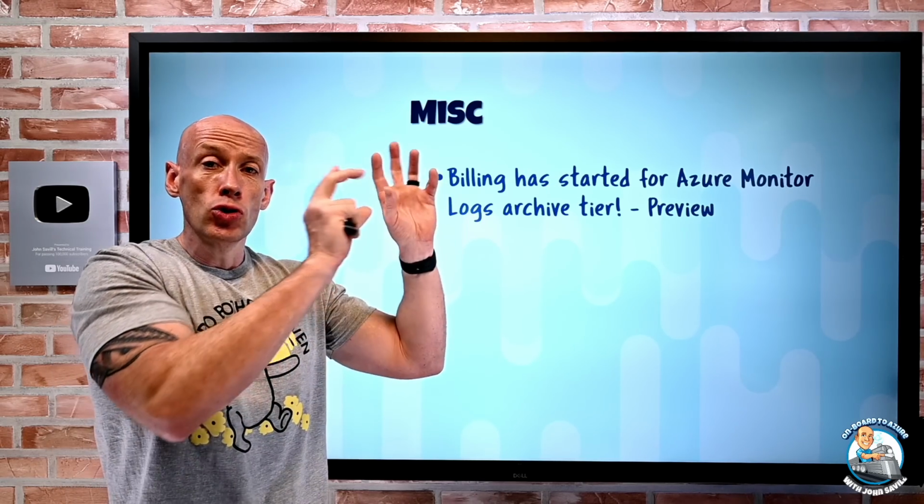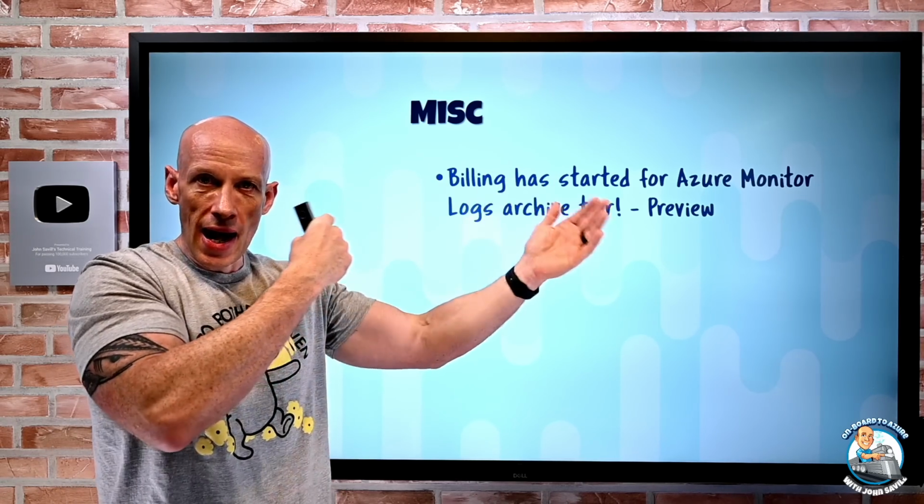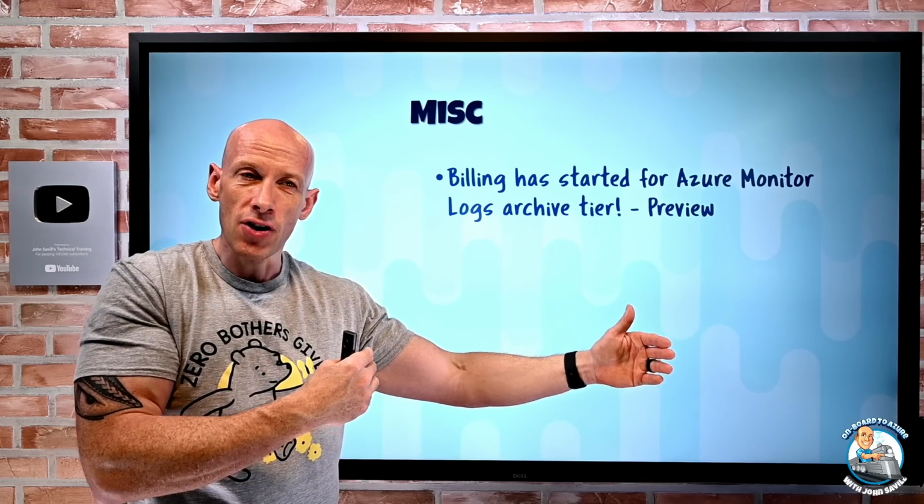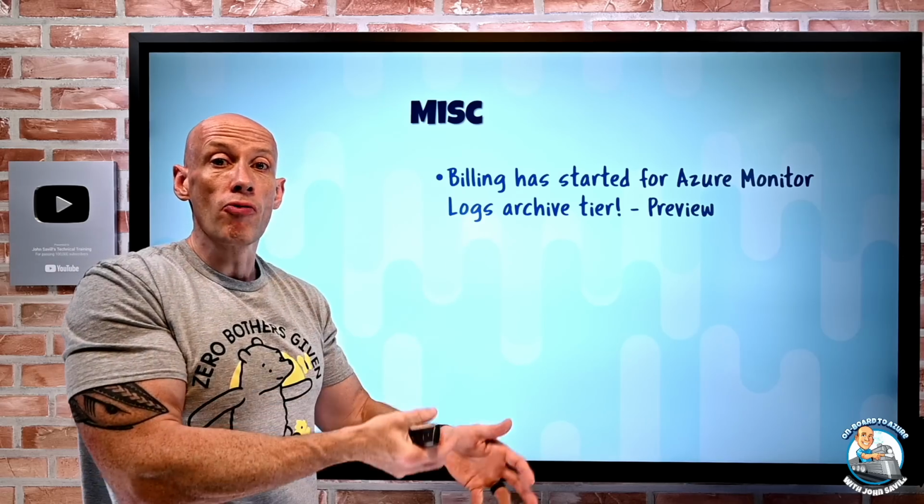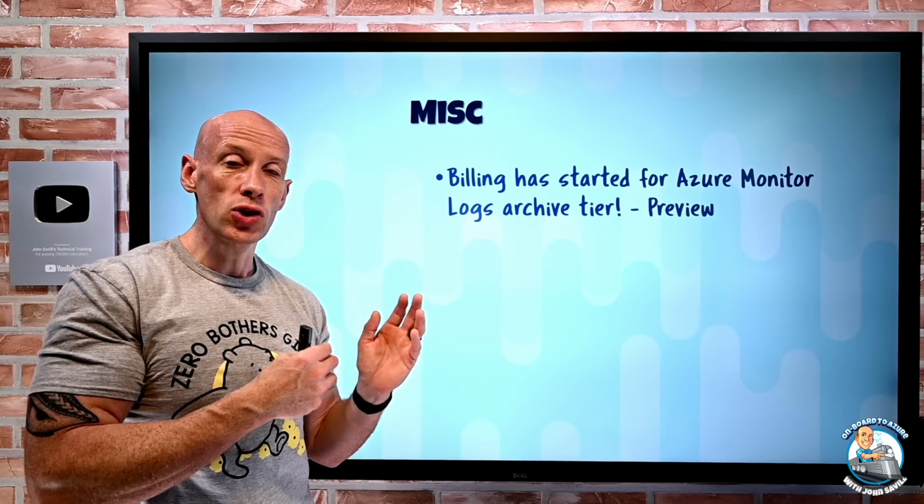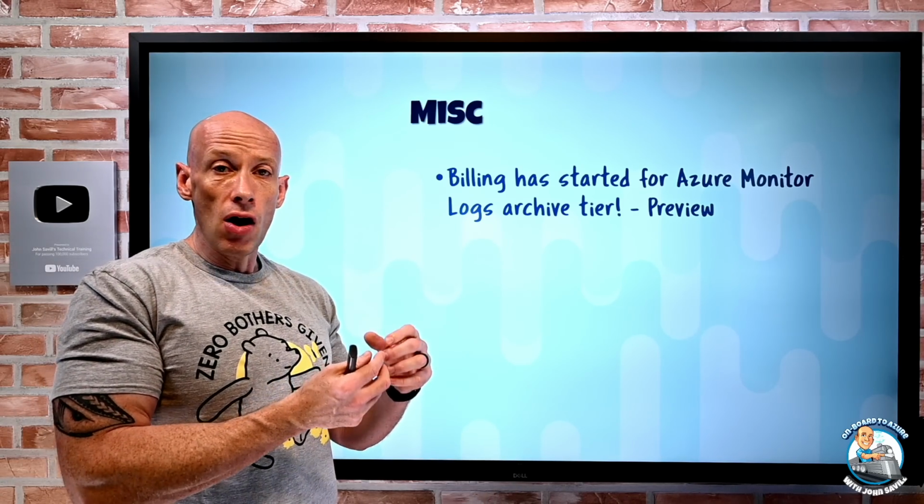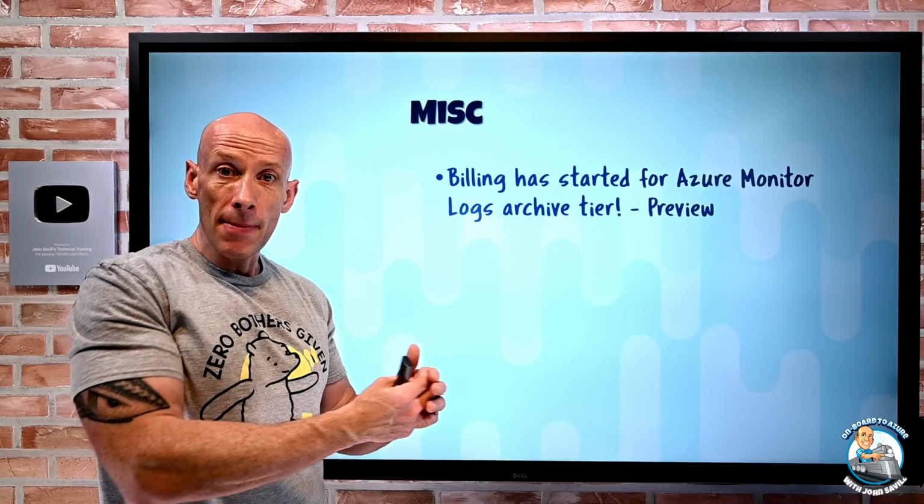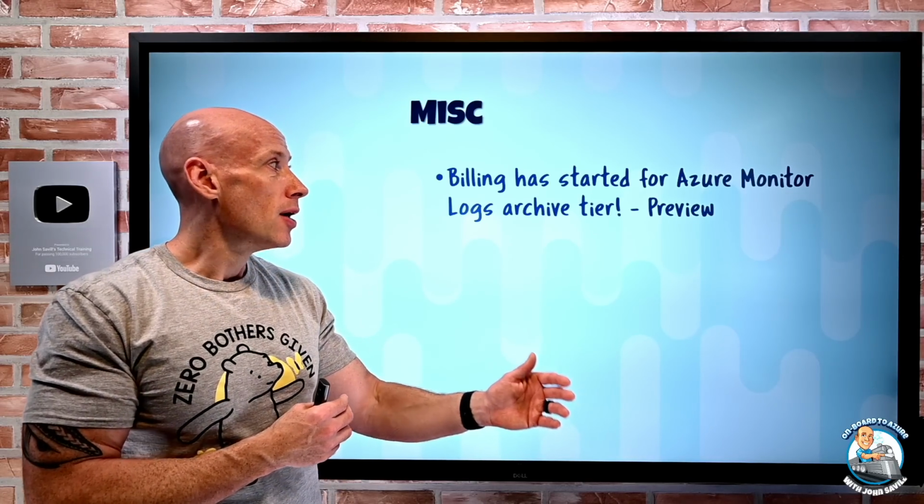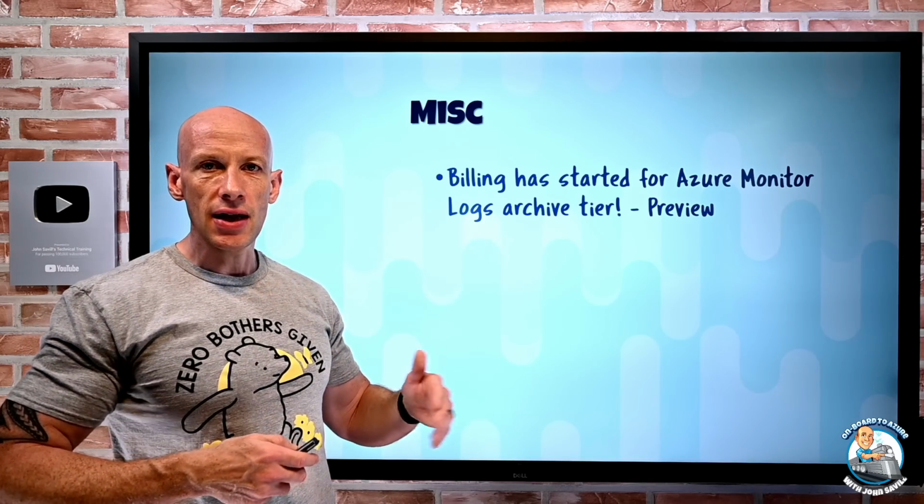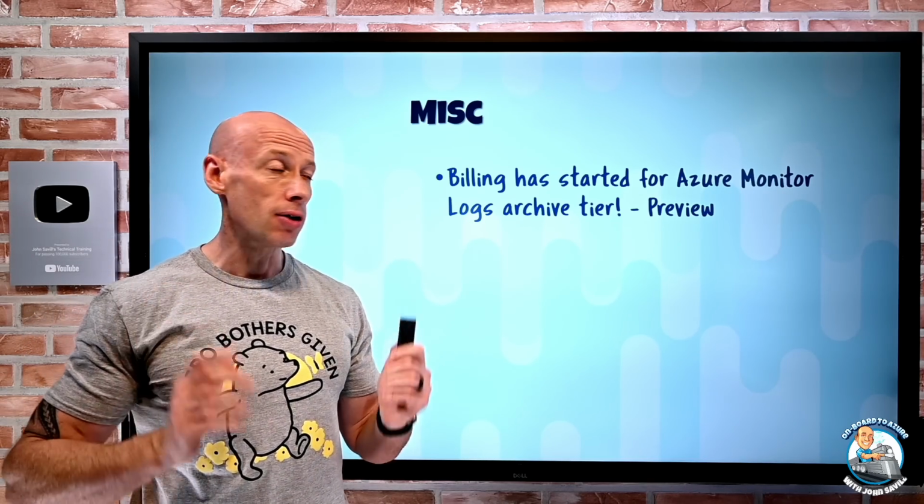And then my total retention, beyond whatever that analytical or basic can go to, can go to archive, where I have to do a search job or restore and bring it into analytical to actually use it. That archive is super cheap and I can keep it for a really long time. Well, now if I am using that archive tier, the billing is going to start.